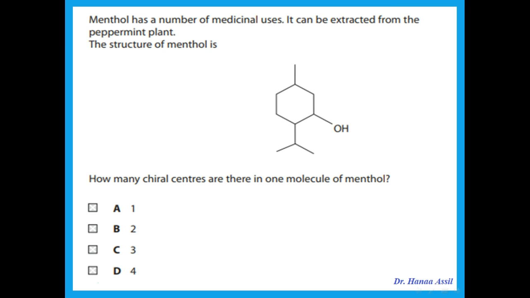Menthol has a number of medicinal uses. It can be extracted from the peppermint plant, and this is the structure of menthol. The question asks how many chiral centers are in this molecule. Again, where do we have carbon attached to 4 different groups? Can you see that these are the chiral centers that we have? Each of these is bonded to 4 different groups, so we have 3 chiral centers.